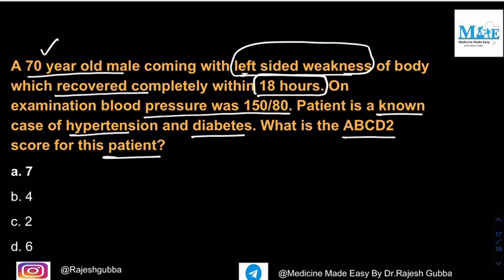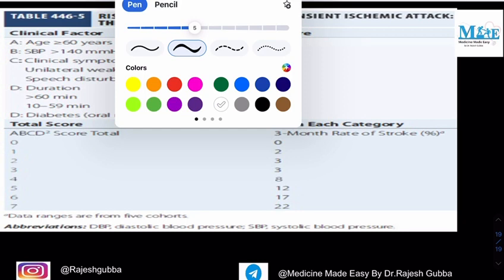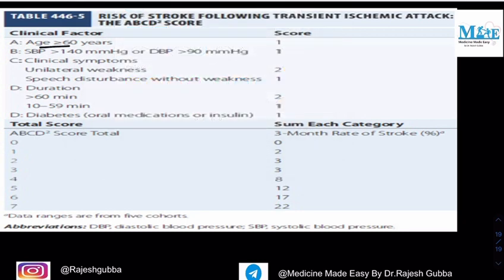Now, you take this ABCD2 scoring system. What is the importance of this scoring? This particular score will tell you the risk of development of stroke following transient ischemic attack. Now, let us try to discuss this ABCD2 scoring system. A stands for age of the individual more than or equal to 60 years. So what is our patient's age? 70 years. So give a score of 1.